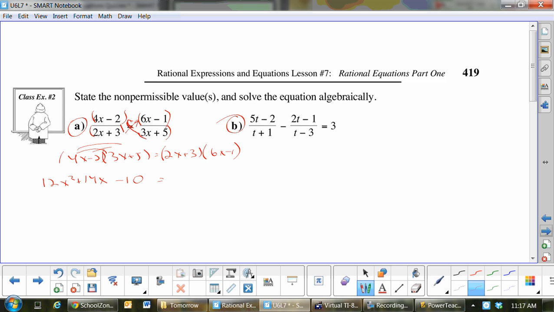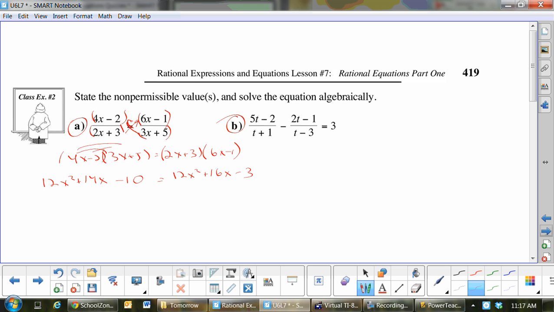Okay, so I'm just combining the middle term as one step because we don't need to do a whole step with it. In your test, you might want to, but 2x times 6x is 12x squared. 2x times negative 1 is negative 2x. 3 times 6x is 18x. 18x and negative 2x is 16x. And 3 times negative 1 is minus 3.